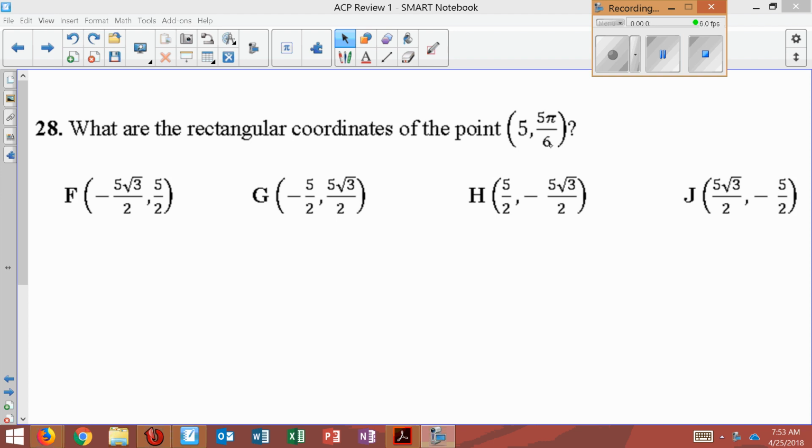Number 28. What are the rectangular coordinates of the point (5, 5π/6)? Now, this point has a value and an angle, so it is in polar form. We would say this is r and theta, or you could also say hypotenuse and theta. You could do it either way.